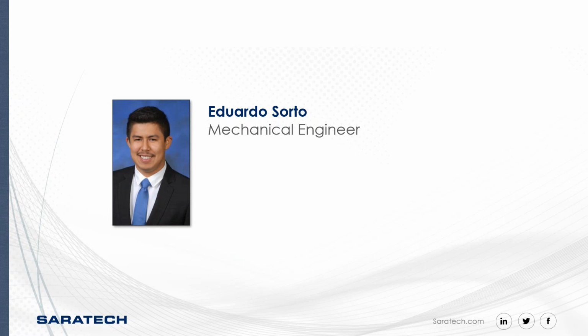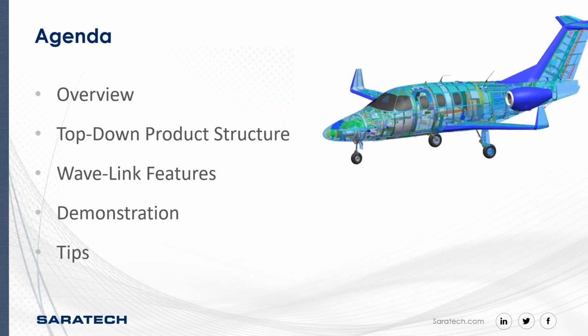So the agenda for this CES will be top-down design and specifically using wavelengths to accomplish that. So the agenda looks like this. We'll first cover an overview of the top-down design approach, what a top-down product structure looks like. We'll cover wavelength features and some of the descriptions for those features. Then we'll run through a demonstration, actually going through the motions, the clicks, and lastly, we'll close with some tips and recommendations for using wavelengths.